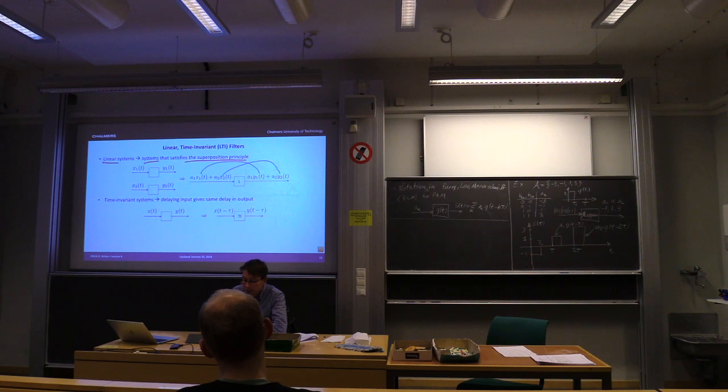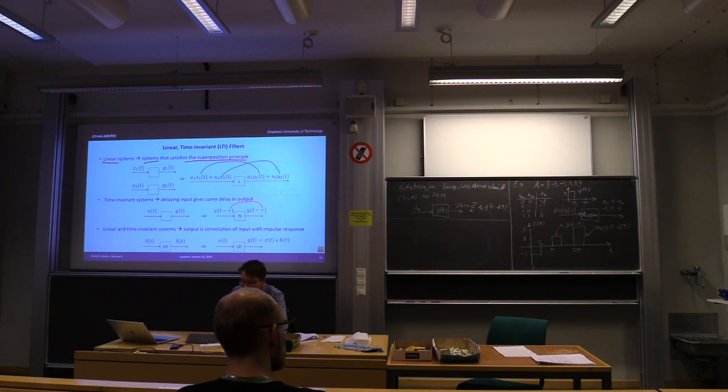Time invariant means that if x produces y, a time invariant system is one where if we delay the input by tau seconds, then the output is the output we get by not delaying, delayed by tau seconds. Okay, so an input delay becomes an output delay. So that's time invariance. Essentially, a time invariant system is something which doesn't change its property in time. That's it. It's no aging.